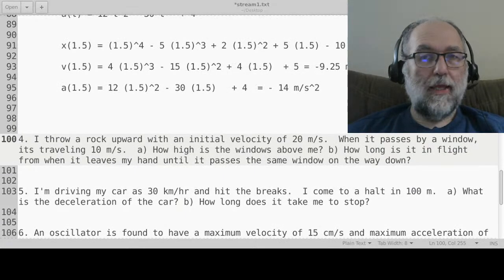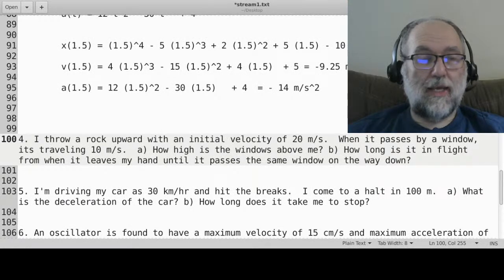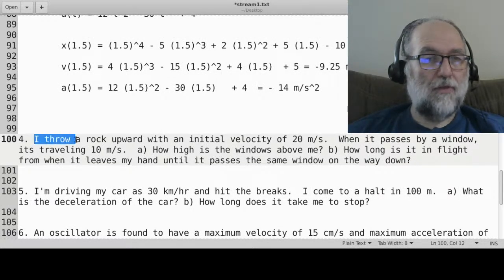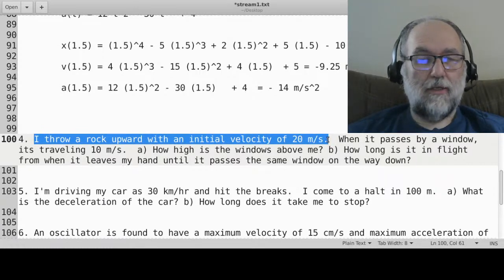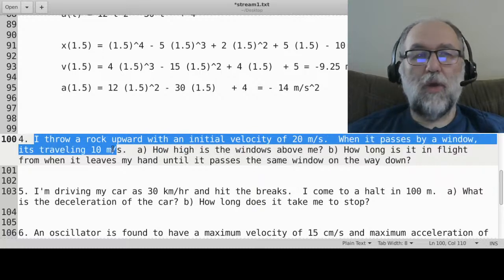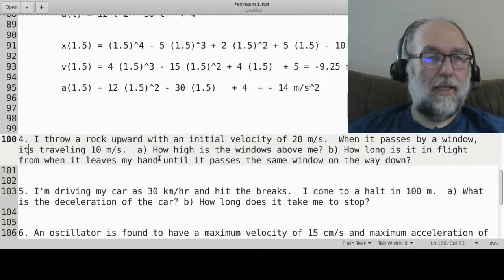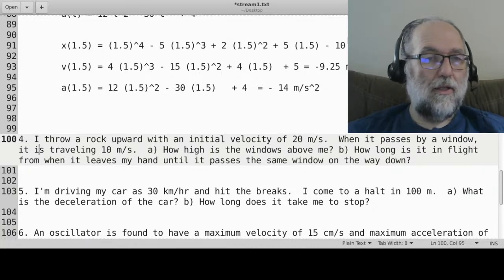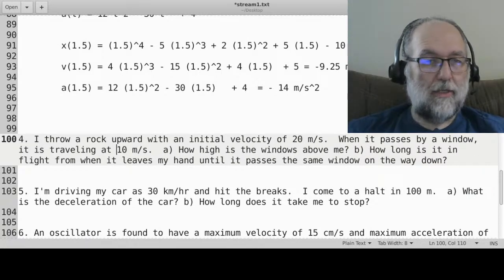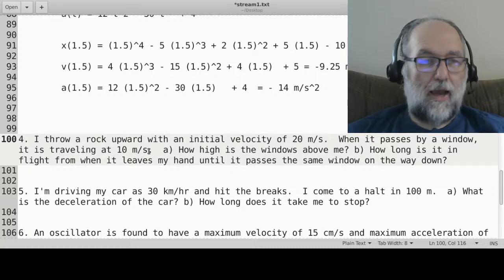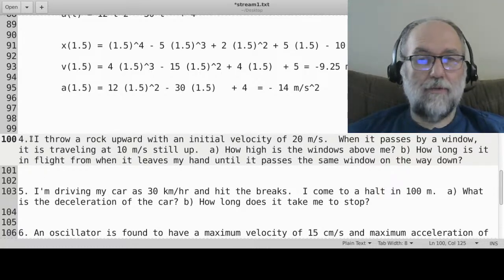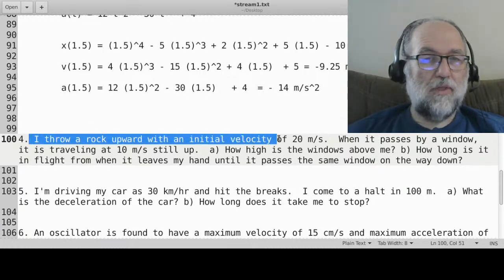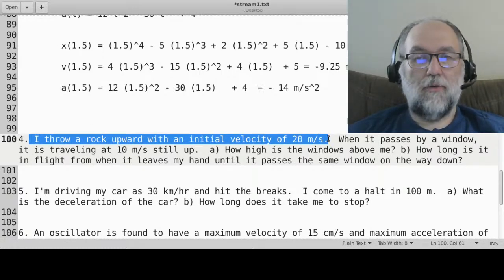Question number 4 is a 1D problem. Let's read it carefully, and we'll draw a picture too. I throw a rock upward with an initial velocity of 20 meters per second. When it passes by a window, it is traveling at 10 meters per second. I should probably say still up. Let's read that again. I throw a rock upward with an initial velocity of 20 meters per second.